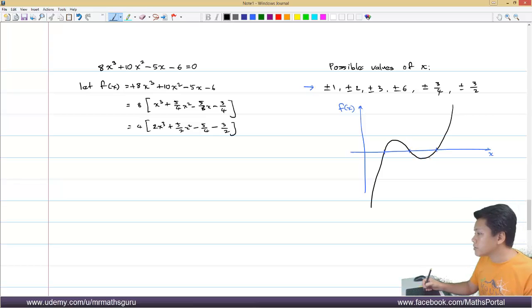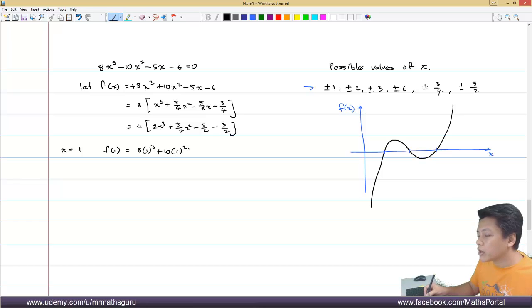And we are going to use this chart as a guide for us. Say we test a value of x equal to 1. Then f(1) equals 8 times 1 cubed plus 10 times 1 squared minus 5 times 1 minus 6, that is equal to 8 plus 10 minus 5 minus 6. How much is that? 5 minus 1, that is 7. Positive 7. This is important, the value or the sign of it as well.